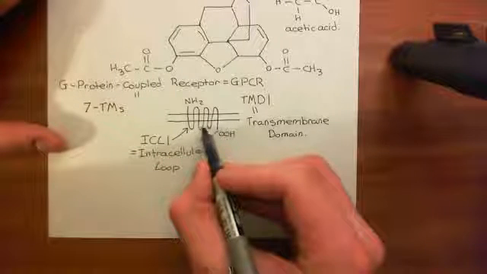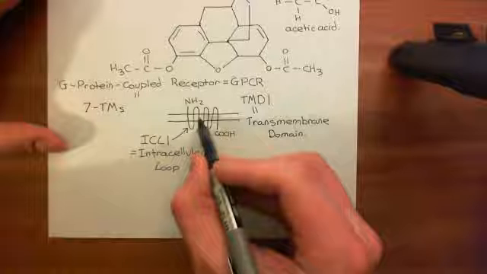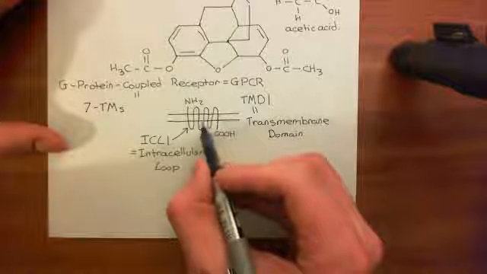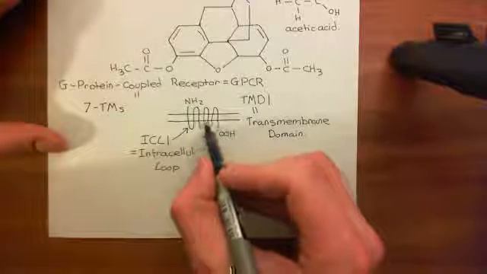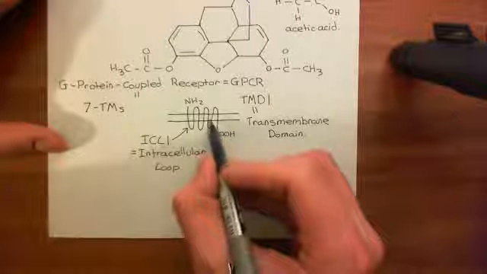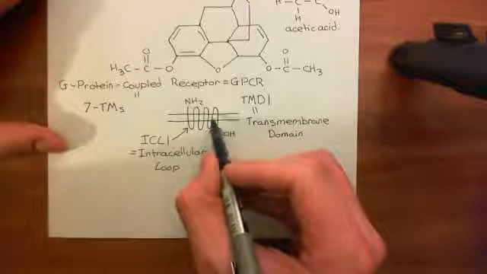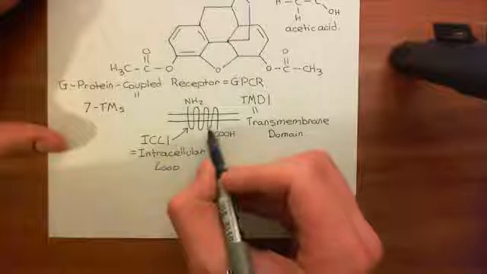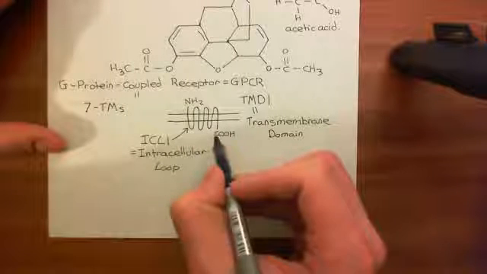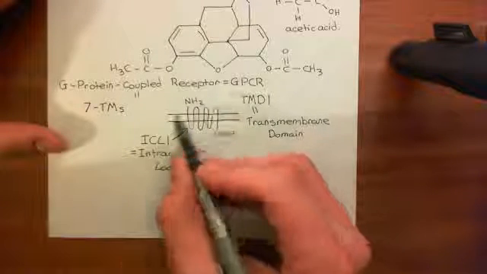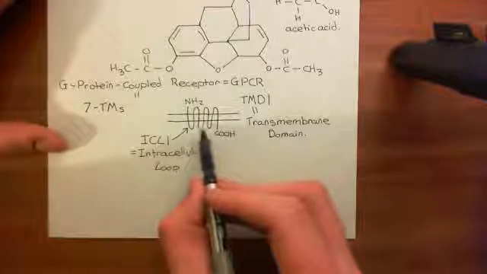Then you have the second intracellular loop between transmembrane domain 3 and transmembrane domain 4. This will be called ICL2. You have the third intracellular loop between transmembrane domain 5 and transmembrane domain 6, and this can be abbreviated to ICL3. Okay, so that's the nomenclature for the intracellular loops.